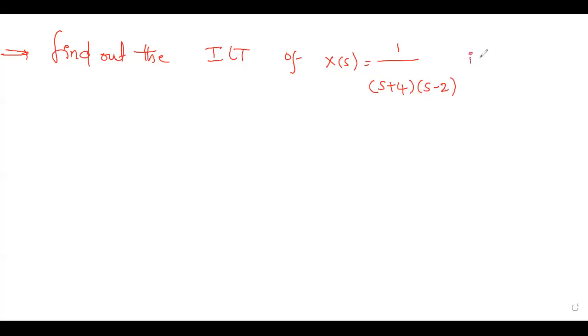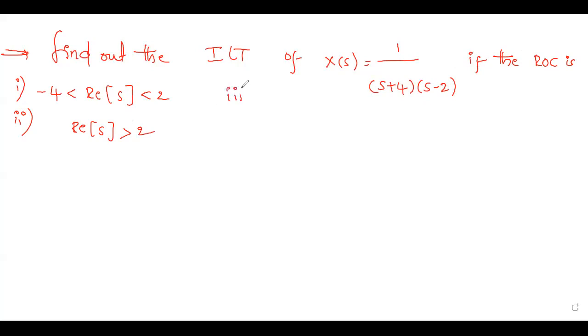if the ROC is, first bit, minus 4 less than real part of s less than 2. And second bit, ROCs are a must to find the inverse Laplace transform. If it is not mentioned, by default we consider a causal signal, ROC greater than poles.